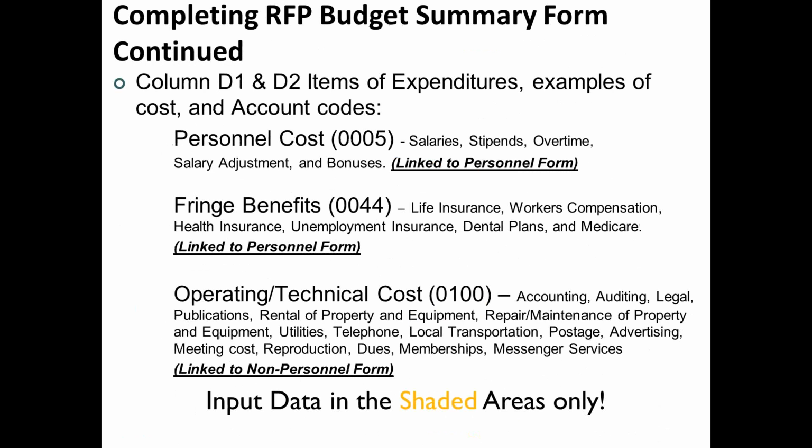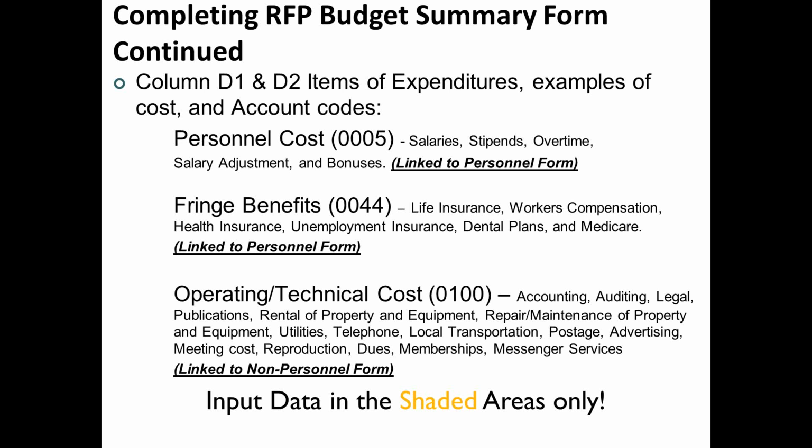Completing the RFP budget form, we would then try to complete columns D1 and D2. These are the items of expenditures, examples of costs, and account codes. The reason you don't have to complete them is we've already filled them in for you. The personnel account code is 0005, salaries, stipends, overtime, and so forth.